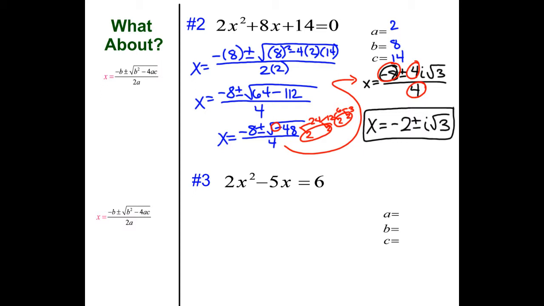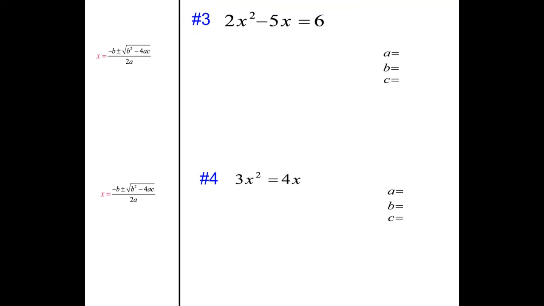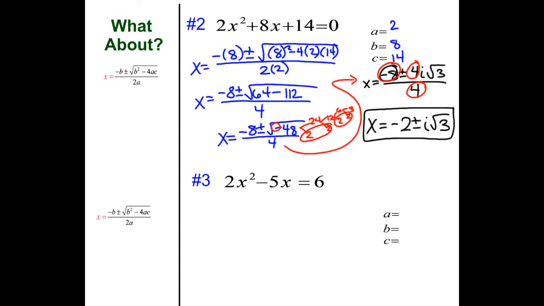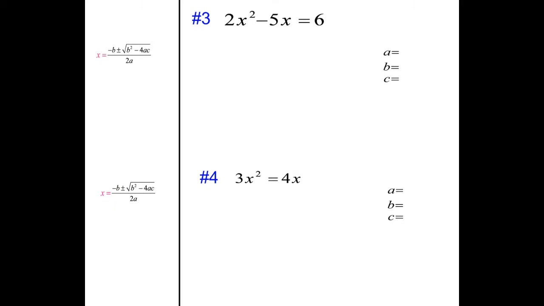All right. I'll do one more for you guys, and then I'm going to give you some examples and get the solutions from you. All right. So again, label your x, your a, your b, your c. Well, this one's a little bit trickier because we don't have it set equal to something that we always need to have done to do the quadratic formula. What do we always have to have it equal to? 0. So our first step is to set this equal to 0, which is easy, just 2x squared minus 5x minus 6 equals 0.